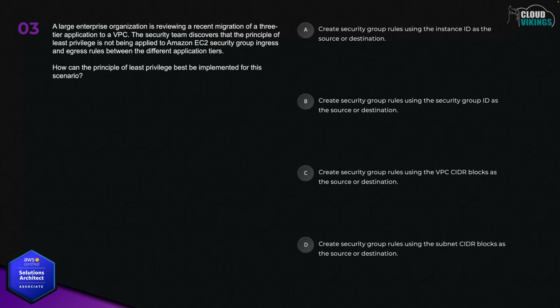Our options are A, create security group rules using the instance ID as the source or destination, B, create security group rules using the security group ID as the source or destination, C, create security group rules using the VPC CIDR blocks as the source or destination, or D, create security group rules using the subnet CIDR blocks as the source or destination.